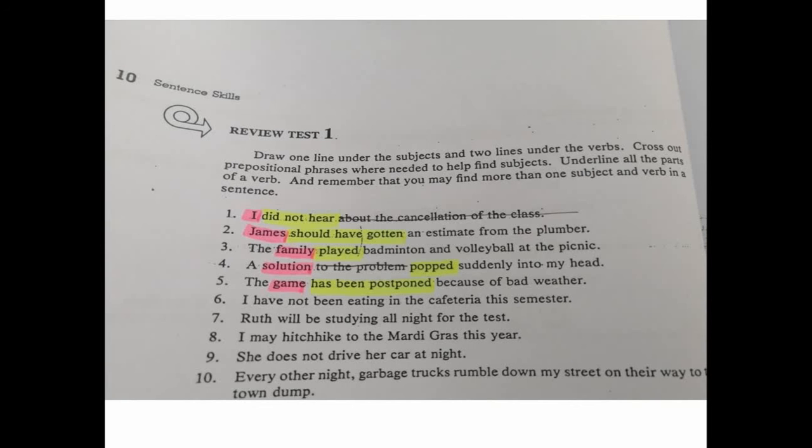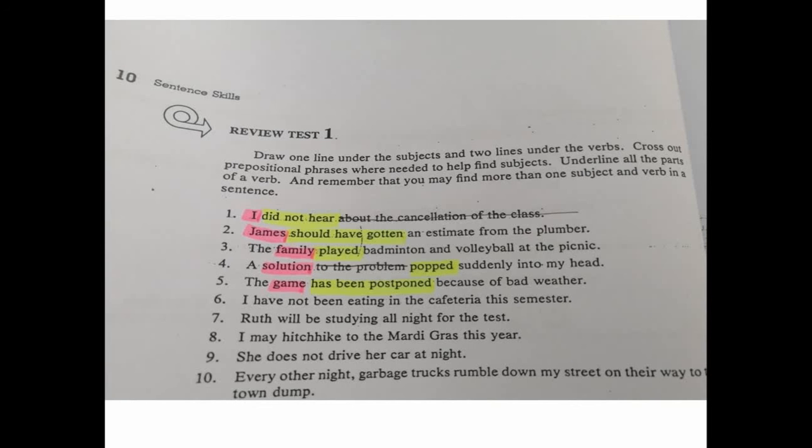The family played badminton and volleyball at the picnic. There are 2 sports. Who played? Family. So family is the subject. The family what? Played. They what? They played. So played is the verb. Of course, at the picnic is a prepositional phrase that you can remove and cancel. From the plumber is a prepositional phrase in sentence 2 that you can remove and cancel.